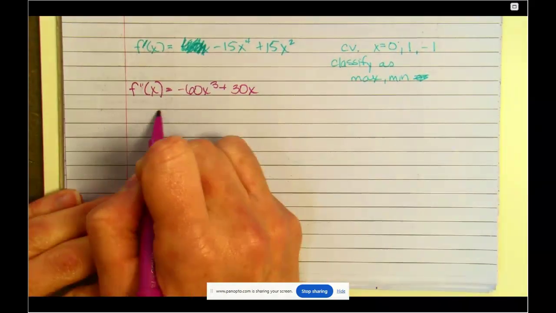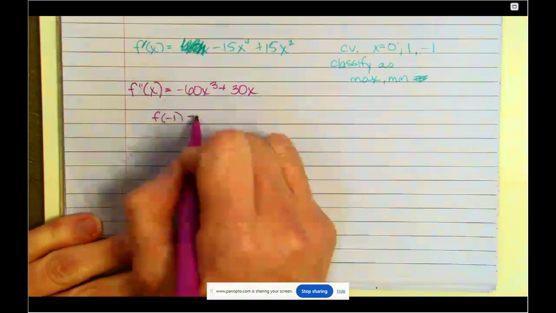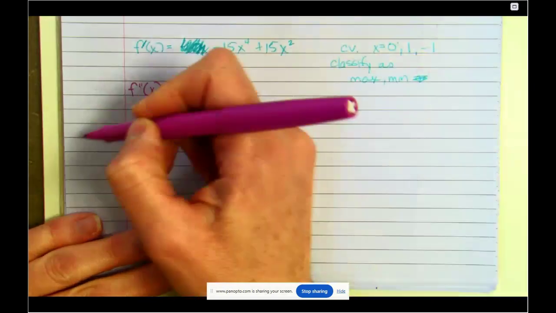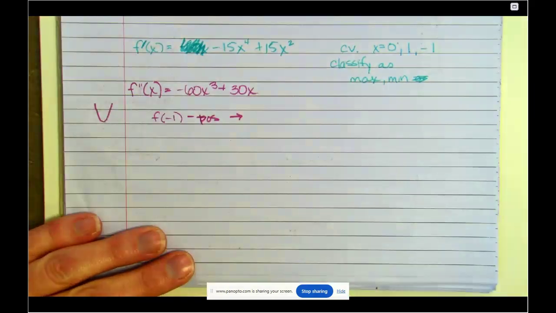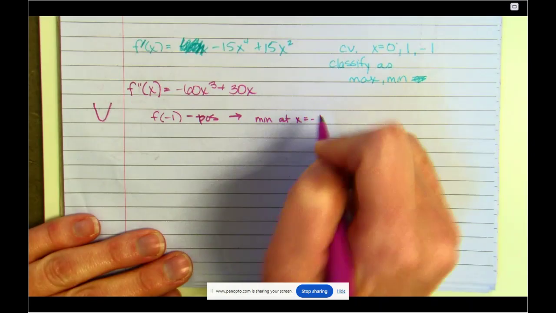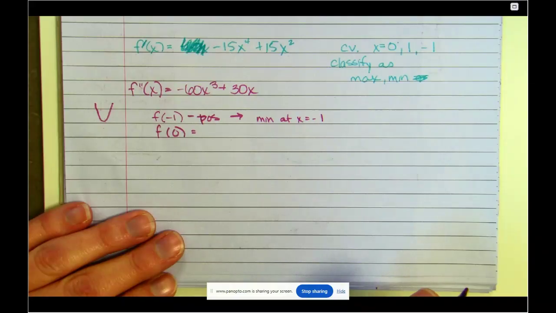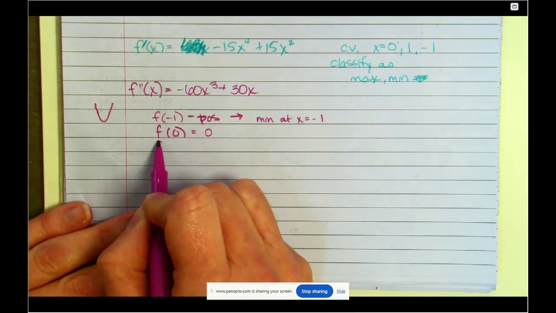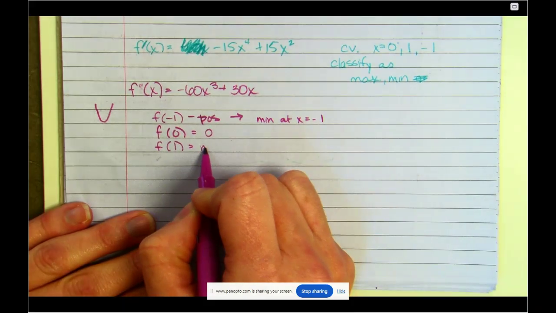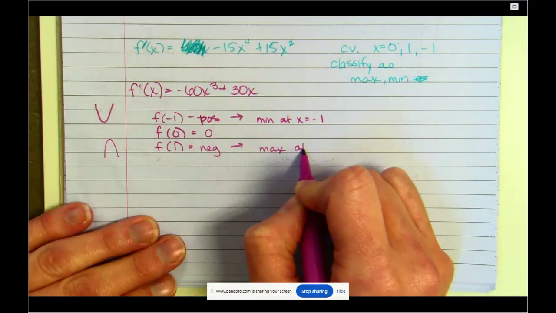Okay, so let's go f of -1, because I want to start there. It is positive. So what does that tell us? I always have to draw it just because I'm not super sure. Positive is concave up, so this must be a minimum. So a minimum at x equals -1. What's f of 0? We're going to come back to that. And then f of +1 is what? Negative, which tells me there's a maximum, because concave down means a maximum at x equals 1.